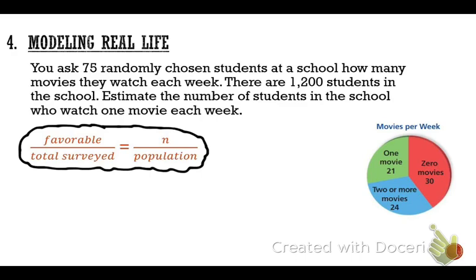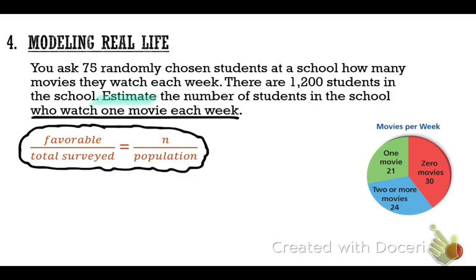Let's read this. You ask 75 randomly chosen students at a school how many movies they watch each week. Let's look at the conclusions we came up with here. How many of them watched one movie according to that little pie graph? 21. How many watched 0 movies? 30. And how many watched 2 or more movies? 24. Now, I am trying to figure out how many movies they watched. There are 1,200 students in the school. Estimate the number of students in the school who, I want you guys to underline this, watch one movie each week.